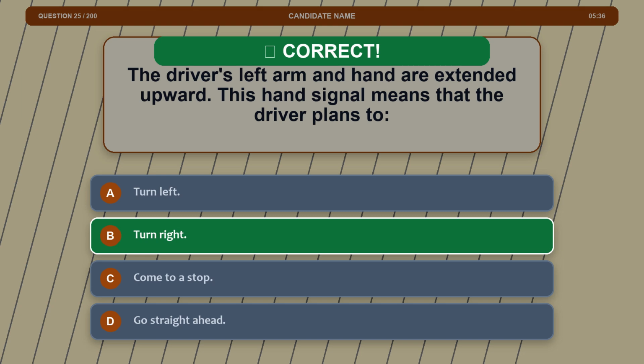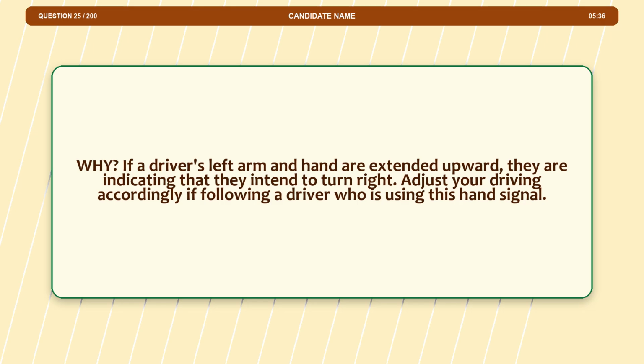The correct answer is option B, turn right. Explanation. If a driver's left arm and hand are extended upward, they are indicating that they intend to turn right. Adjust your driving accordingly if following a driver who is using this hand signal.